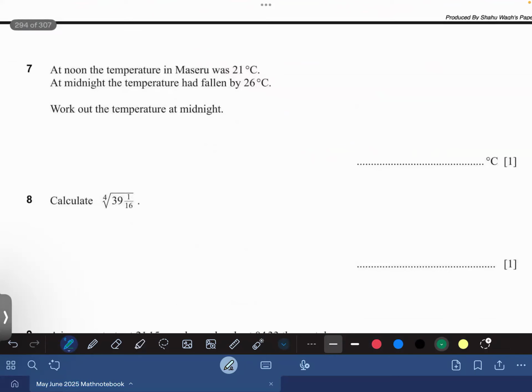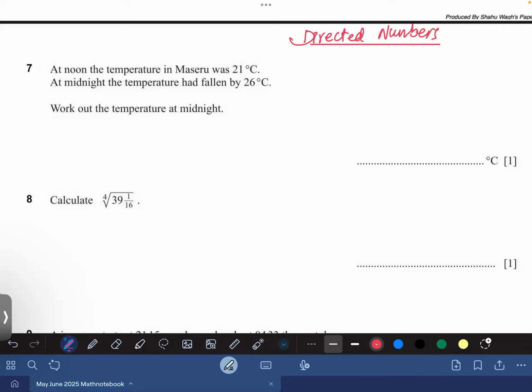Question number 7. Mohit, you can see that it's a temperature related question. So remember that these questions come under the head of directed numbers. Okay, numbers which give us directions. At noon, the temperature in Masiru was 21 degrees centigrade. At midnight, the temperature had fallen. Fallen means minus. Agree or not, Muid?